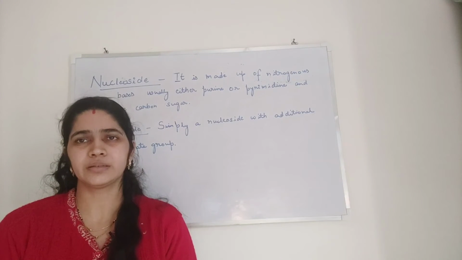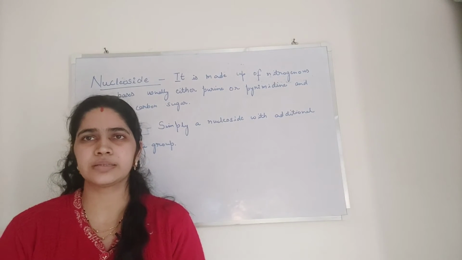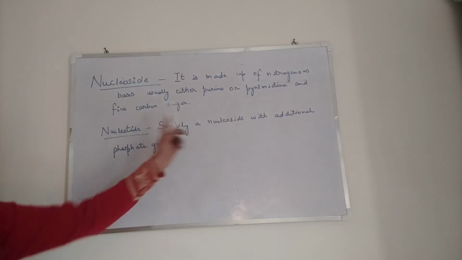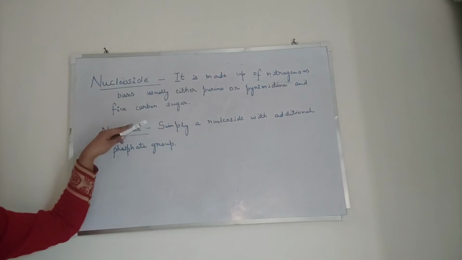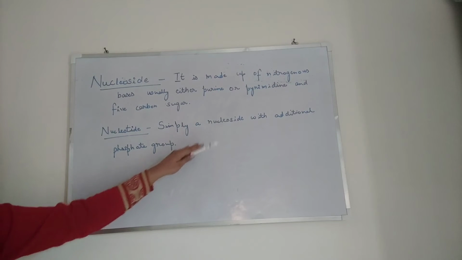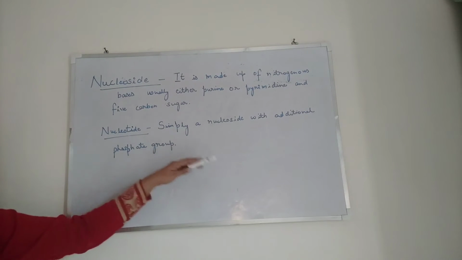Often students get confused with nucleotide and nucleoside terms, so let's have an understanding of these terms. Nucleoside is made up of nitrogenous base, usually either purine or pyrimidine, and a 5-carbon sugar. Nucleotide is simply a nucleoside with an additional phosphate group.